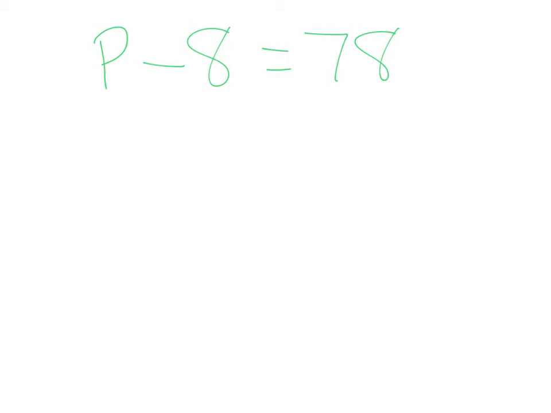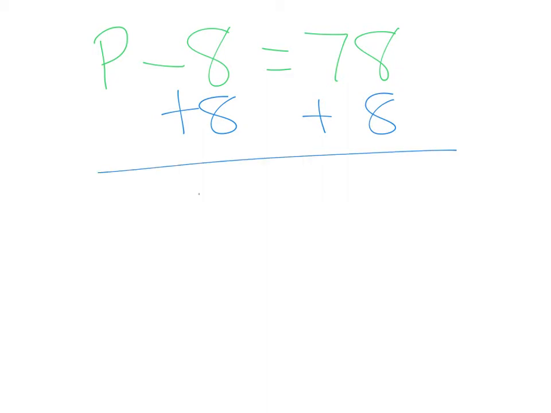So here I've turned this into an equation. All I have to do now is solve it in order to get the solution. And so what we've done before, again, because 8's being subtracted, I'll add it to both sides, and then I'm left with p is equal to 86.